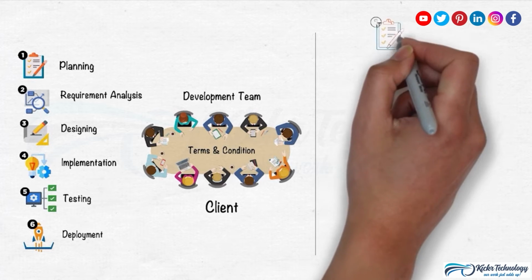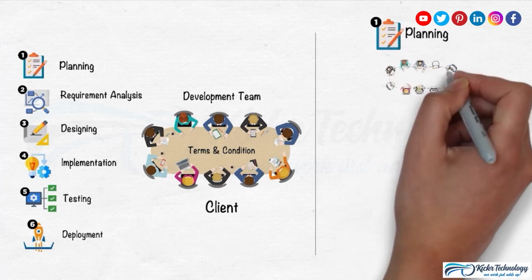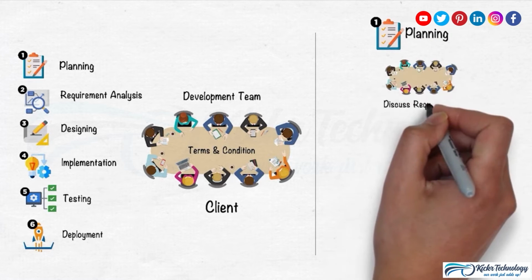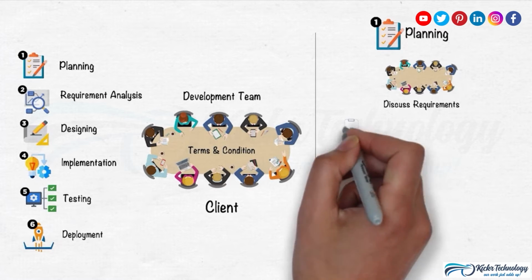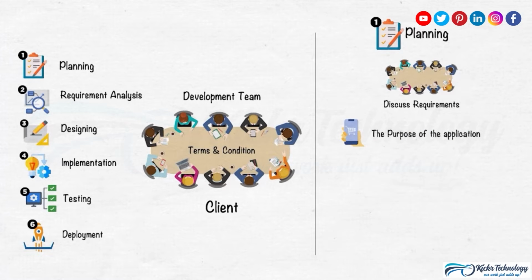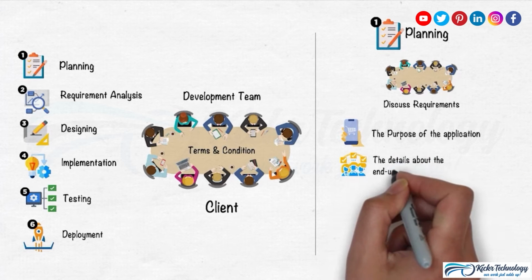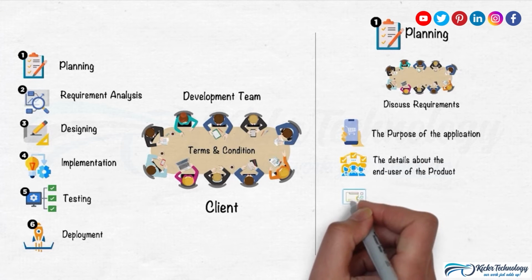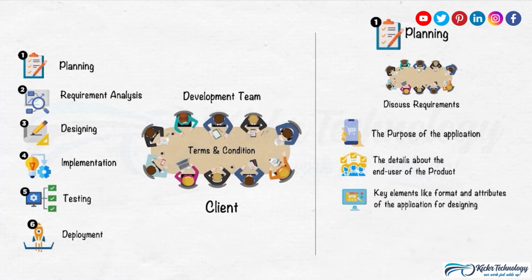Initiating the production with the planning requirements phase, where the client and the development team will discuss the basic requirements for the software, like the purpose of the application, the details about the end user of the product, key elements like format and attributes of the application for designing, and the overall user interfaces design of the software.